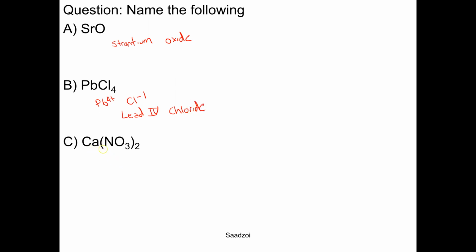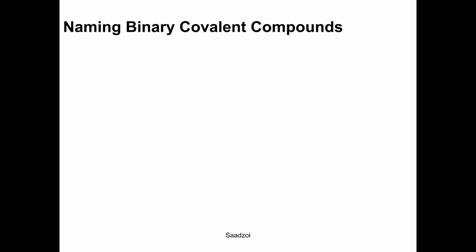And here, this is group 2A, so just calcium nitrate. Notice I didn't have to worry about crisscrossing or anything else. So if it's group 1A, 2A, 3A, or ZAC, no crisscrossing, really easy to name. If it's any other group, you've got to do a little more work because you have to uncrisscross it.